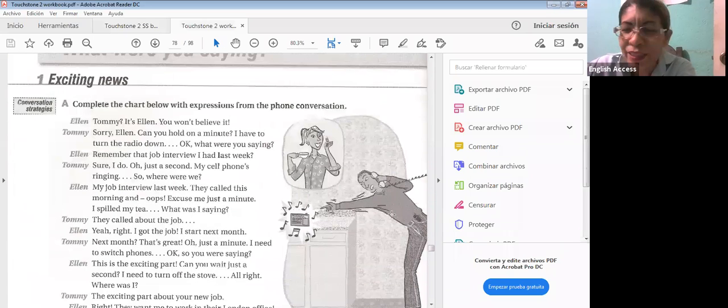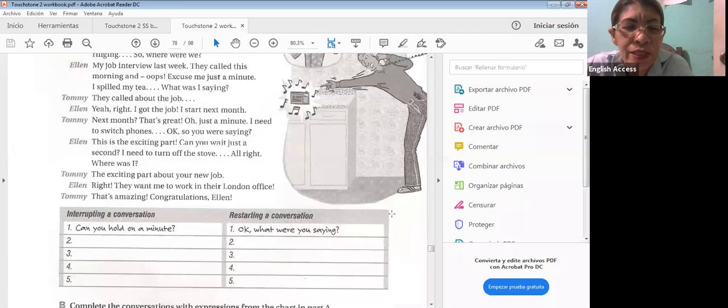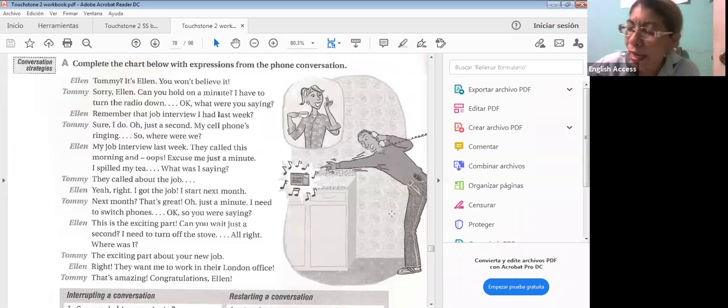Okay, it's this one. Lesson C says, what were you saying? So exercise 1A says, complete the chart below with expressions from the phone conversation. But here we have a phone conversation between Tommy and Helen. Well, you're the only one here, so we're going to practice together. I'm going to be Helen and you're going to be Tommy, okay?